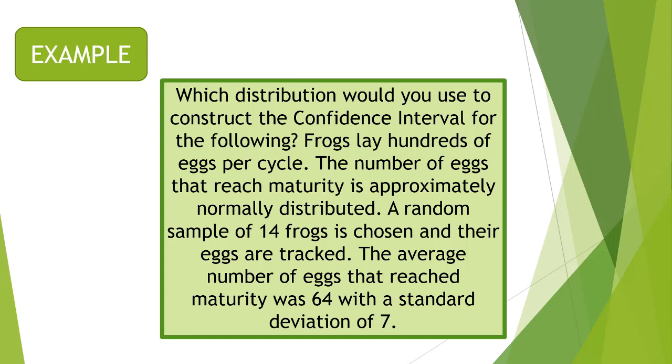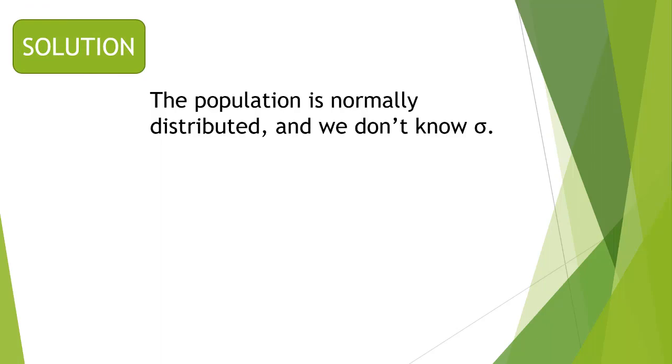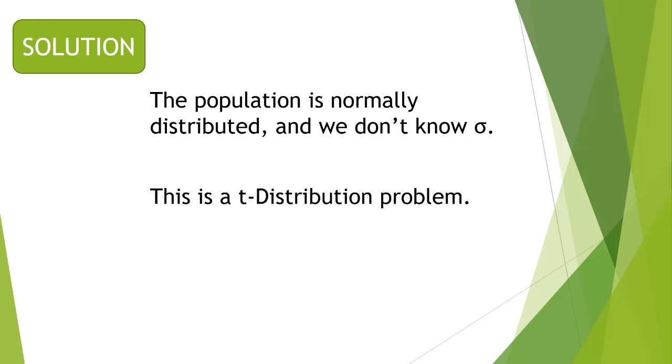So 7 is the standard deviation, but it's the standard deviation for this sample of 14 frogs. It wasn't said that the standard deviation was 7 for all frogs, just that when we tracked these 14 frogs and looked at their egg production, the standard deviation was 7. So this is not a population standard deviation. This is a sample standard deviation. So we don't know sigma. Since we don't know sigma, we're relying on the t-distribution for this particular problem. Now again, we're not doing the problem. We're just trying to decide which process we should use.